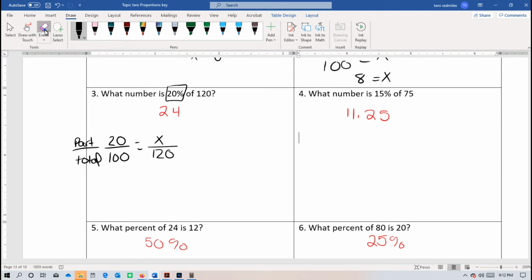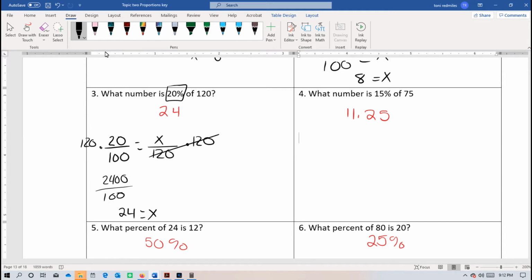So in this example, the 120 is dividing x, and the opposite operation is going to be to multiply it on both sides. Those are going to cancel. That's going to be 2400 over 100. Well, 100 goes into 2400 24 times.